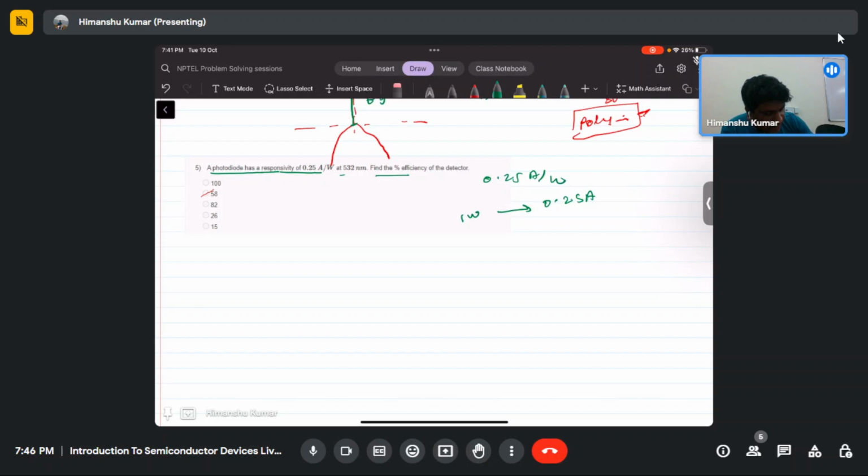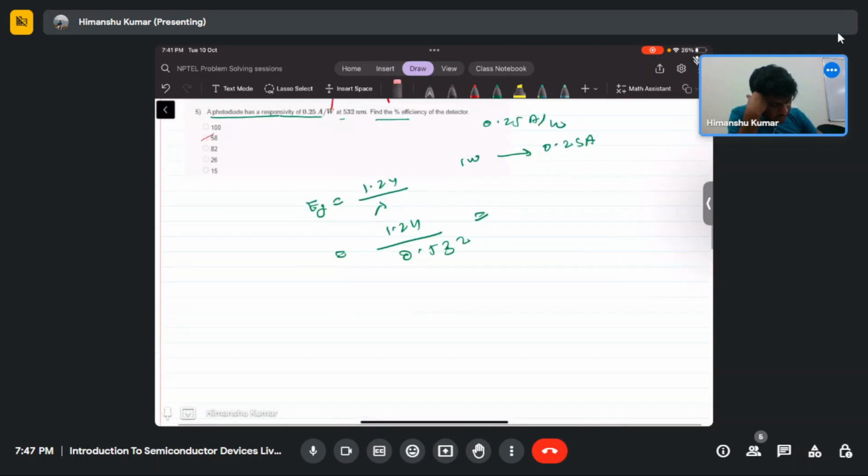Then for this 532 nanometer, the energy of the photon is 1.24 divided by lambda, that is 1.24 divided by 0.532. Then you can calculate this. So now this is the energy of one photon.